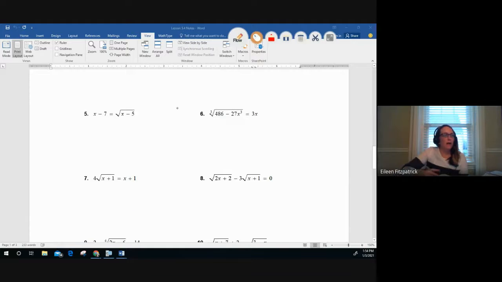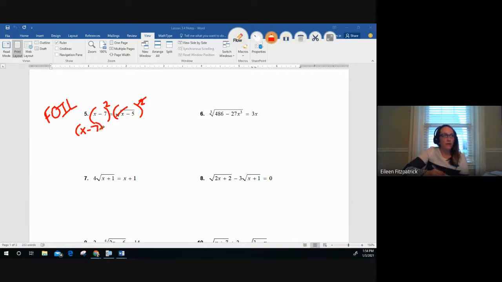Number 5. So my radical is on the right-hand side this time, which it's already isolated. Nothing is outside of the radical on that right-hand side. So I move into squaring both sides of the equation. Now this one's a little bit different than the last. The square root does cancel with the square, but notice I have a binomial squared. So you have to FOIL. Don't just square the x and square the 7. You're going to be missing your middle term.